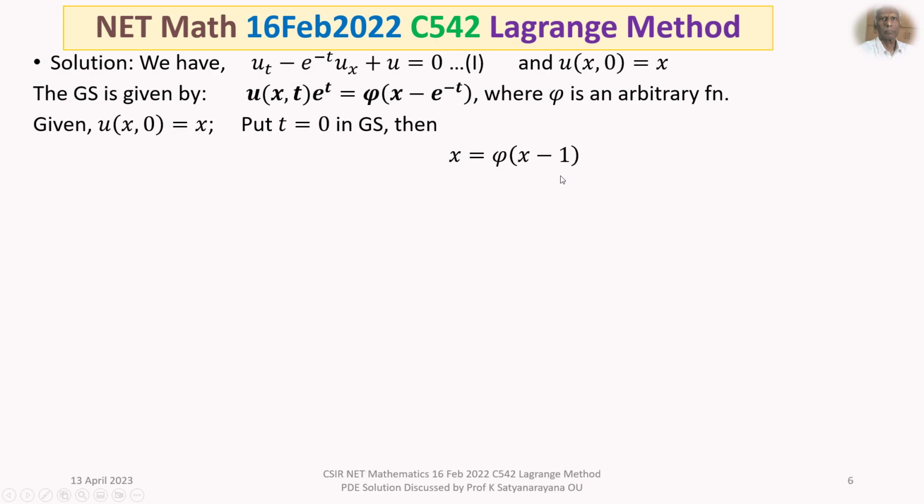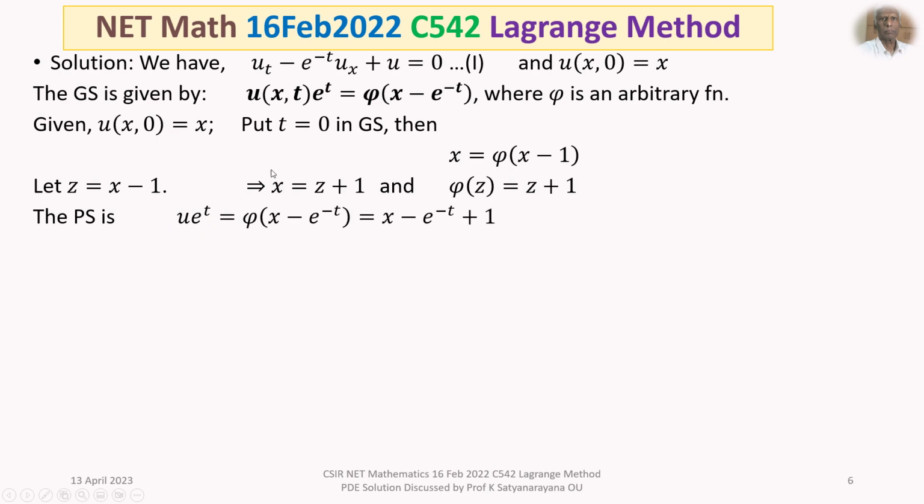That's the relationship, and that tells you what kind of function phi is. Now put z is equal to x minus 1. Then x will be z plus 1. Then x, meaning z plus 1, is equal to phi of x minus 1, meaning phi of z. So thus we get phi of z is equal to z plus 1. So the behavior of the function we have found. Now we will go back and get the solution.